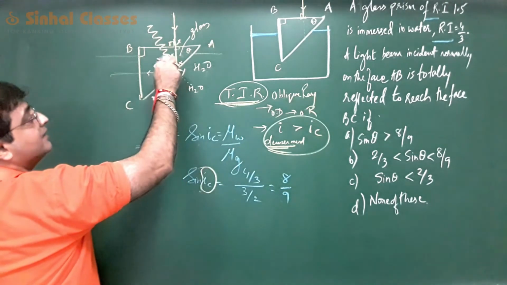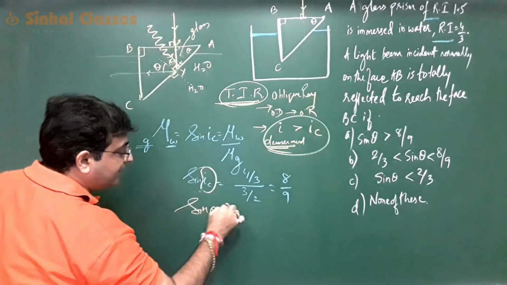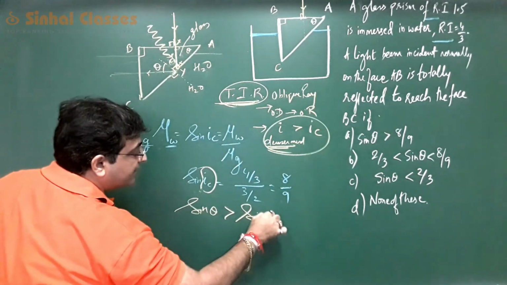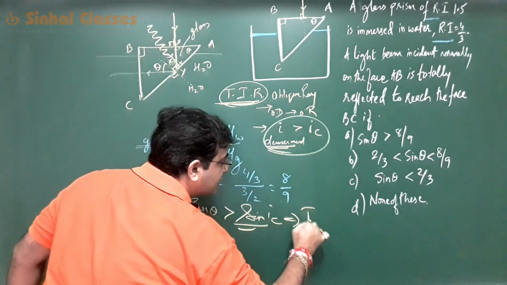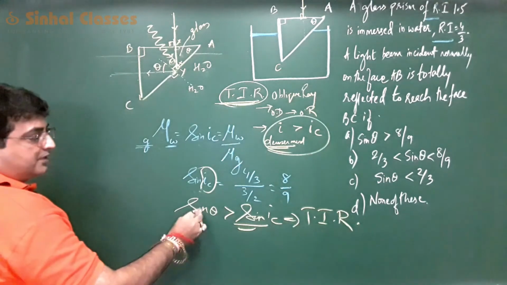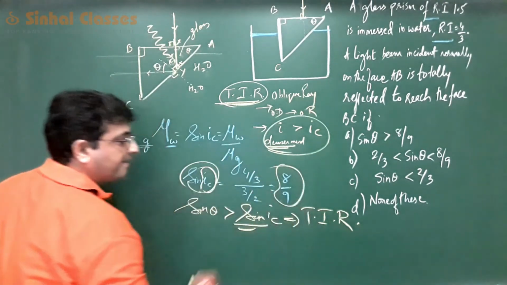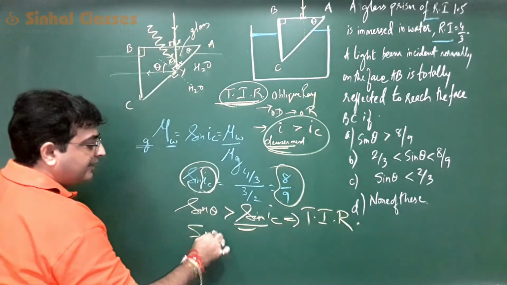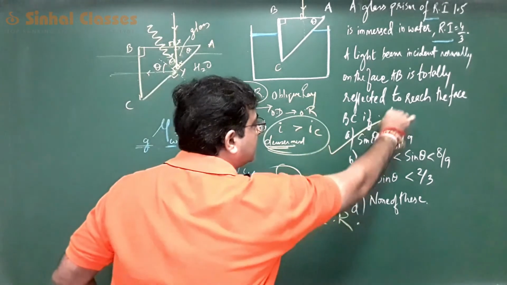But is this angle greater than this? Yes, sir. My sine theta should be greater than sine IC. Why? Because the condition over here is total internal reflection. Now see, sine theta is greater than sine of IC. What's the value of sine of IC? 8/9. So can I say my sine theta is greater than 8/9? Which option shows me that? Option is A.